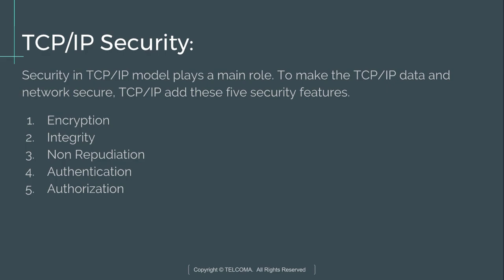Security in the TCP/IP model plays a very important role because TCP/IP security is used to make our data and network secure. So TCP/IP adds these 5 security features to make the network secure: encryption, integrity, non-repudiation, authentication, and authorization. So let's discuss these one by one.